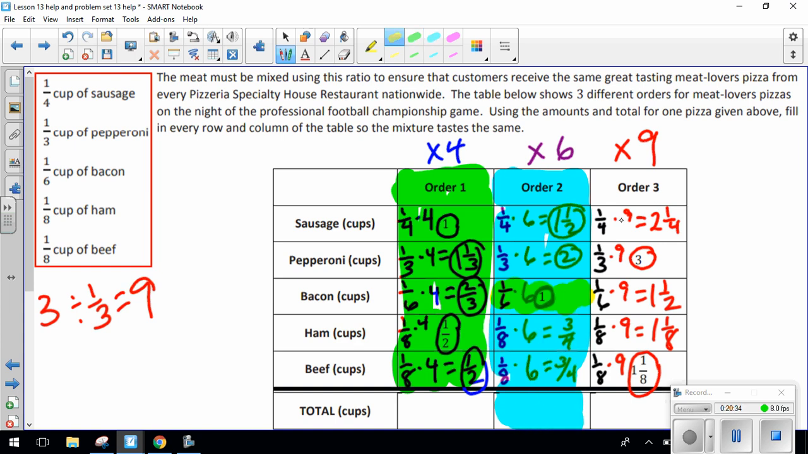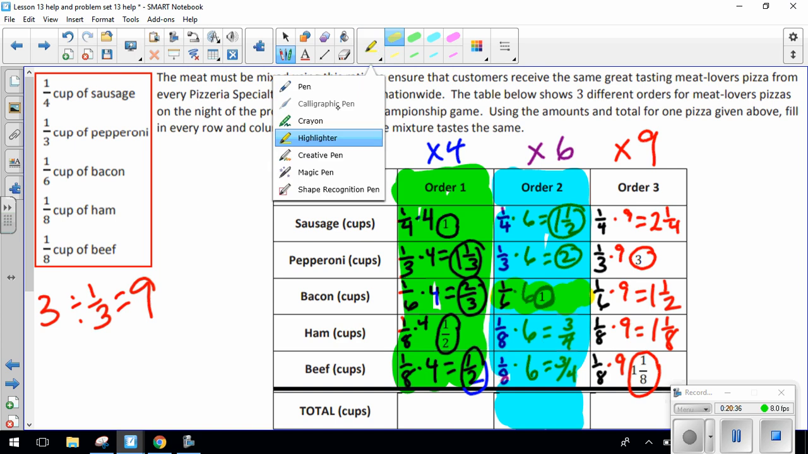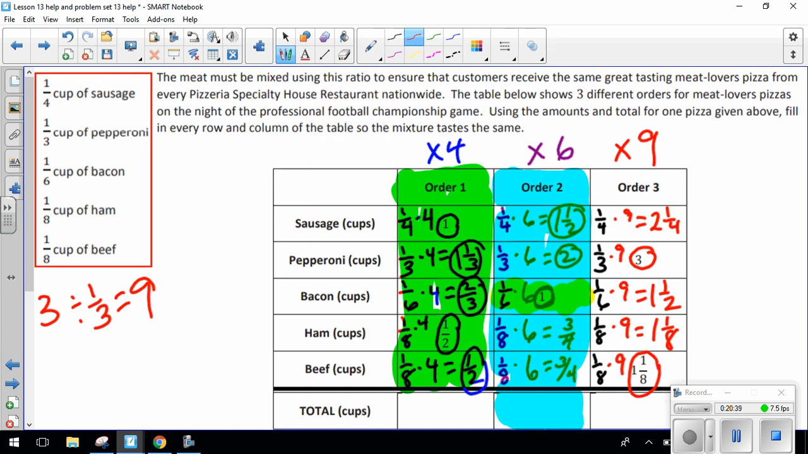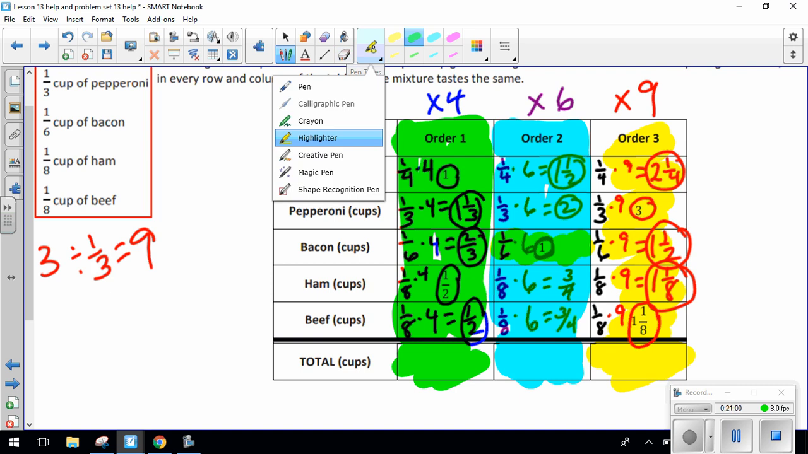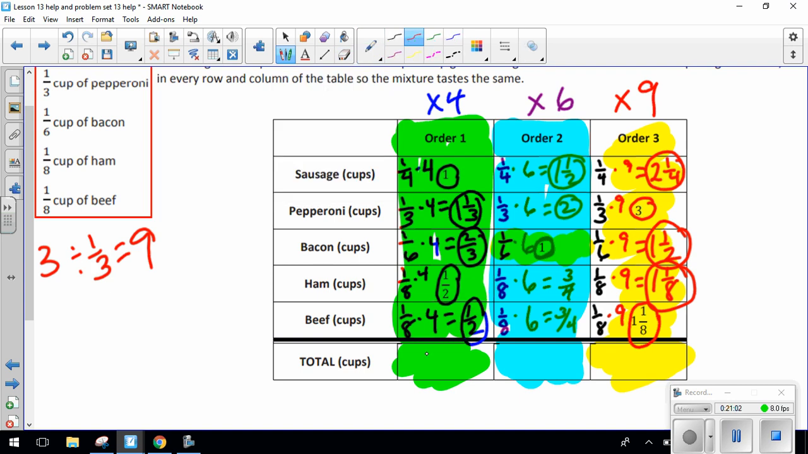And for order number 3, let me circle those for you. Where is that red? So you're going to add up 2 1/4, 3, 1 1/2, 1 1/8, and 1 1/8. And again, you're going to take those numbers, and we are going to add up the numbers in the circle to come up with this final solution. Okay, so take a minute, find that out now, and I will give you all the solutions. You should get an answer of 4, 6, and 9 cups.